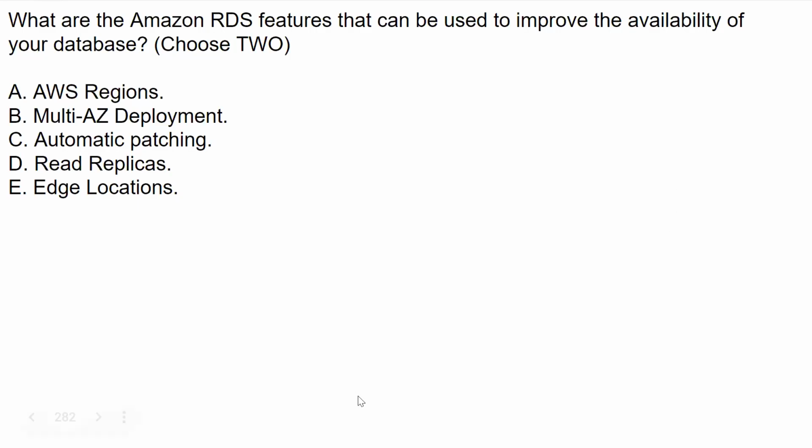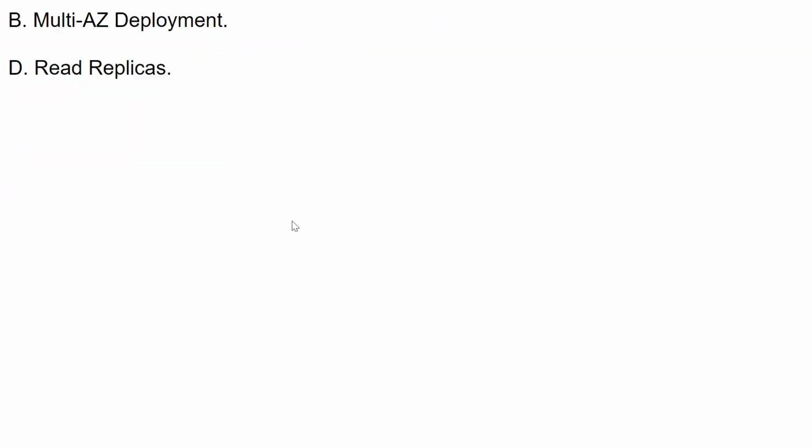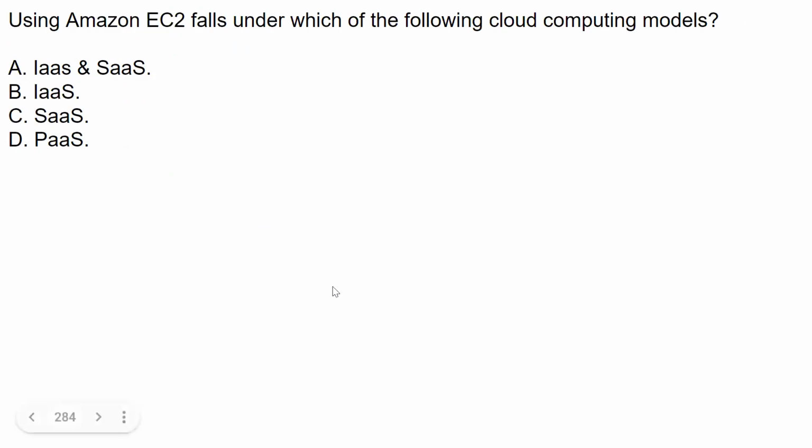What are the RDS features that can be used to improve the availability of the data of your database? Regions, multi-AZ deployment, automatic patching, read replicas, edge locations. Multi-availability zone deployment and read replicas.